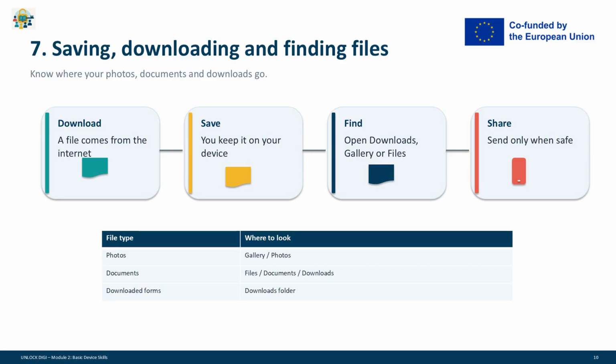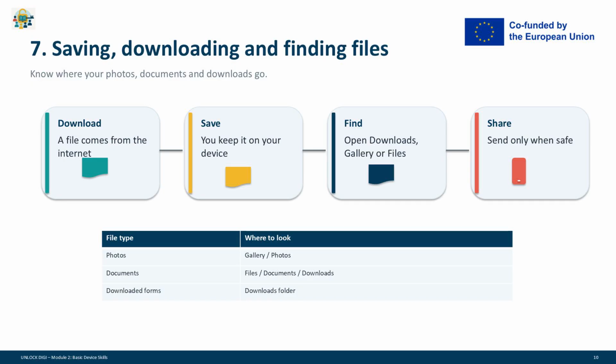When we use digital devices, we often save or download files. Downloading means receiving a file from the internet. For example, you may download a form, a document, or a photo. Saving means keeping something on your device so you can use it later. To find files, look in common places. Photos are usually in Gallery or Photos.